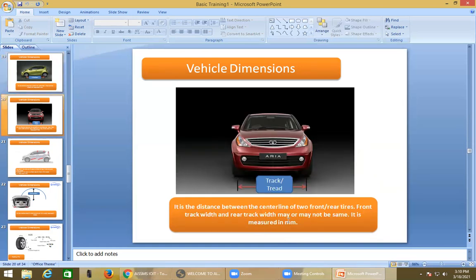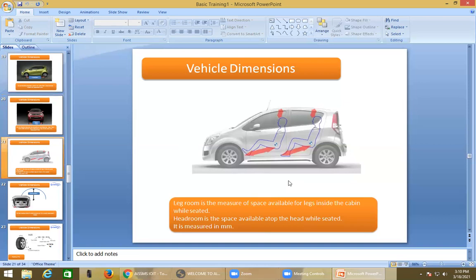Then what is track or tread? It is the distance between the center line of two front or the rear tires. Front track width and the rear track width may or may not be the same. It is measured again in terms of millimeter. So see here the picture, to clear your idea. The distance between the center line of the two front and the rear tires. Getting it? This length is represented by the track or the tread. It is measured in terms of millimeter.